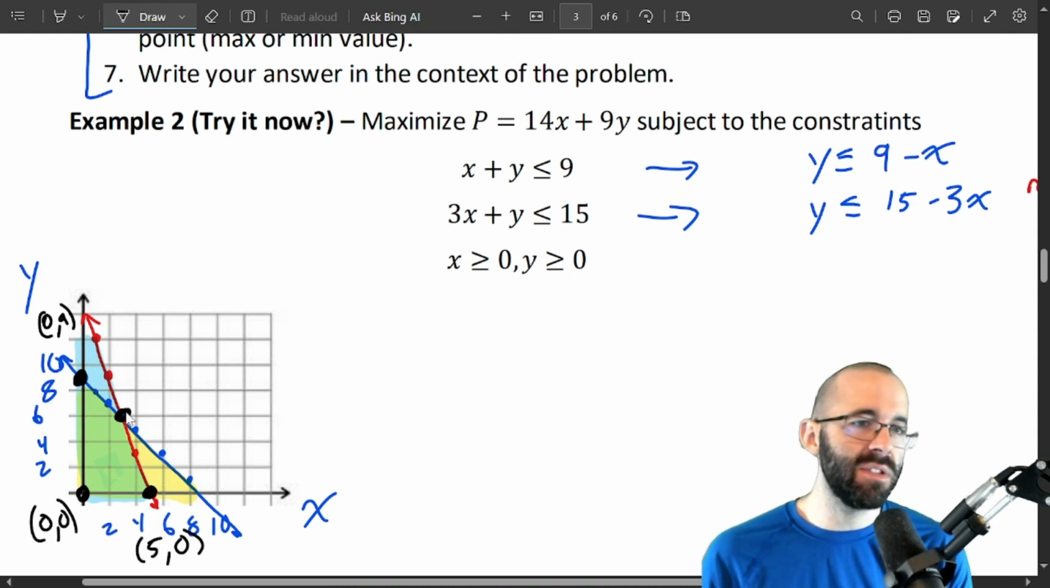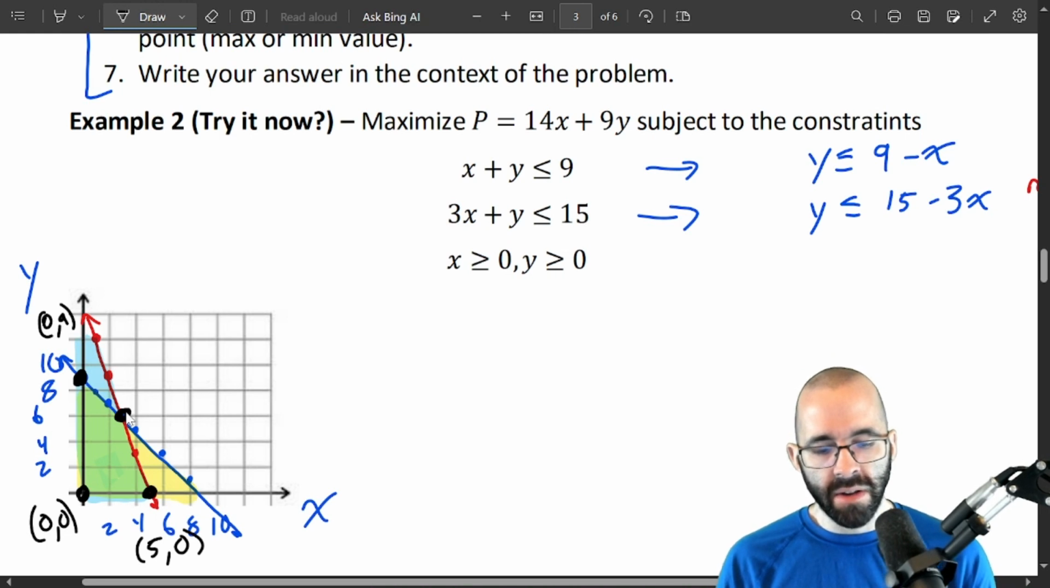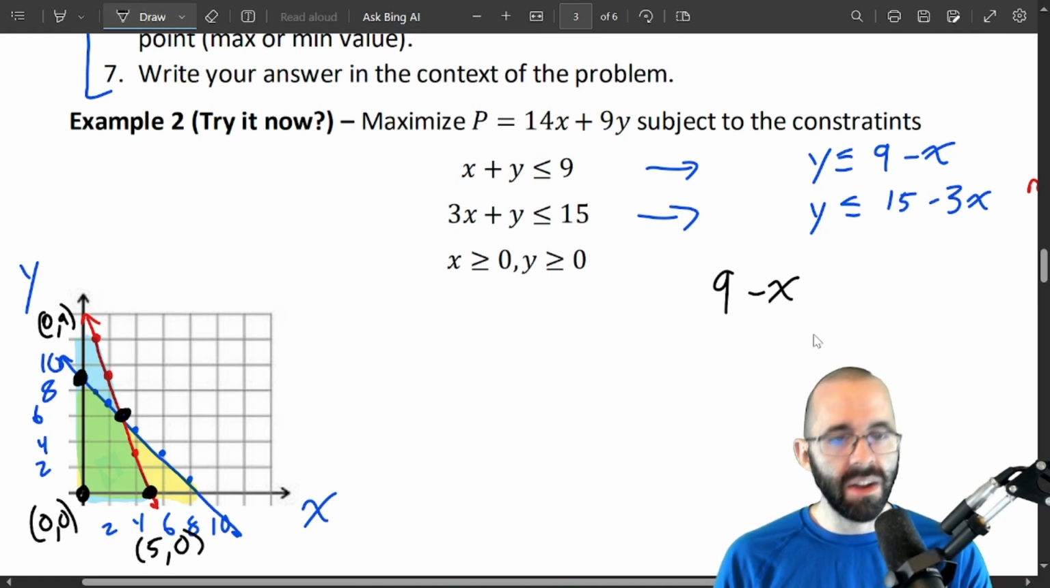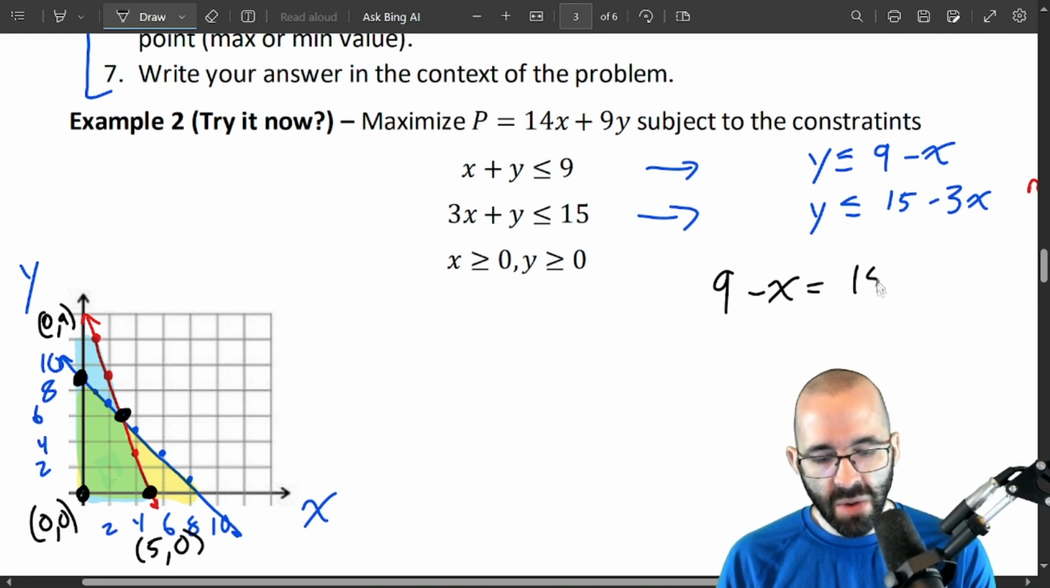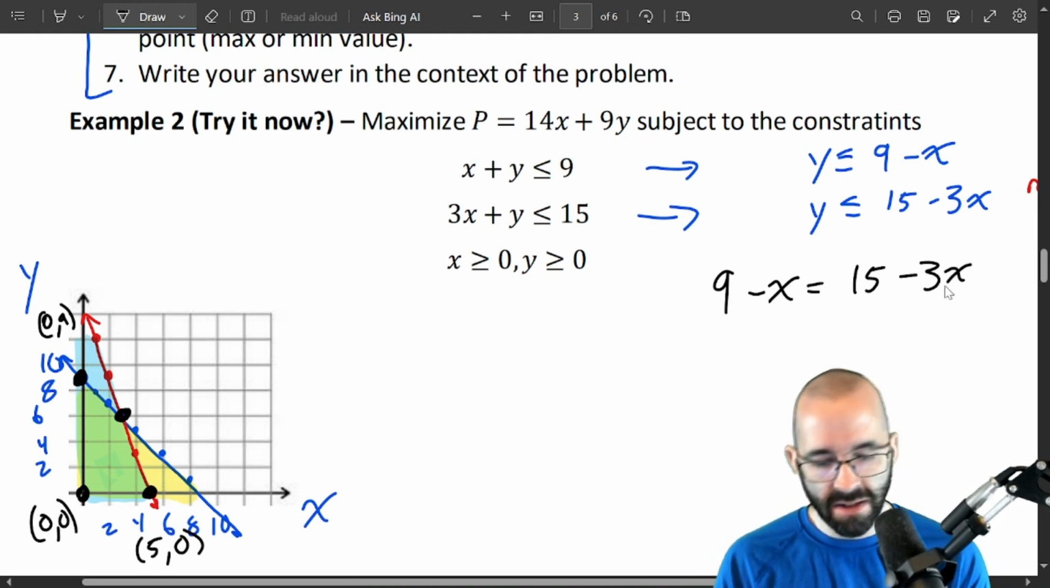Because graphical solutions are not very reliable when we graph by hand. So when are these two things equal to each other? Well, when their y values are equal to each other. One has a y value of 9 minus x. One has a y value of 15 minus 3x. We're curious when they are the same. That's the intersection of these lines.